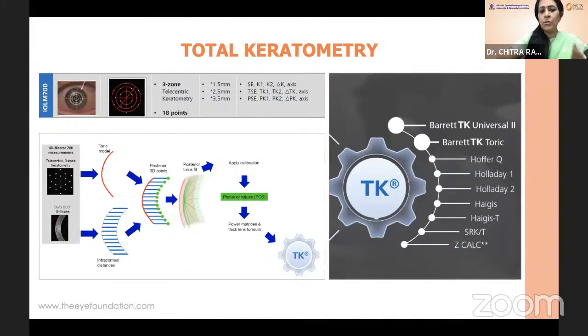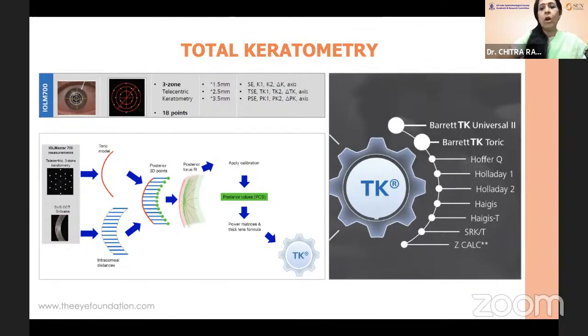Essentially, what it does is it uses a toric model and measures on the anterior corneal surface, and with the help of the swept source OCT measures the corneal thickness and interpolates the posterior corneal values and gives an estimate of the total keratometry.